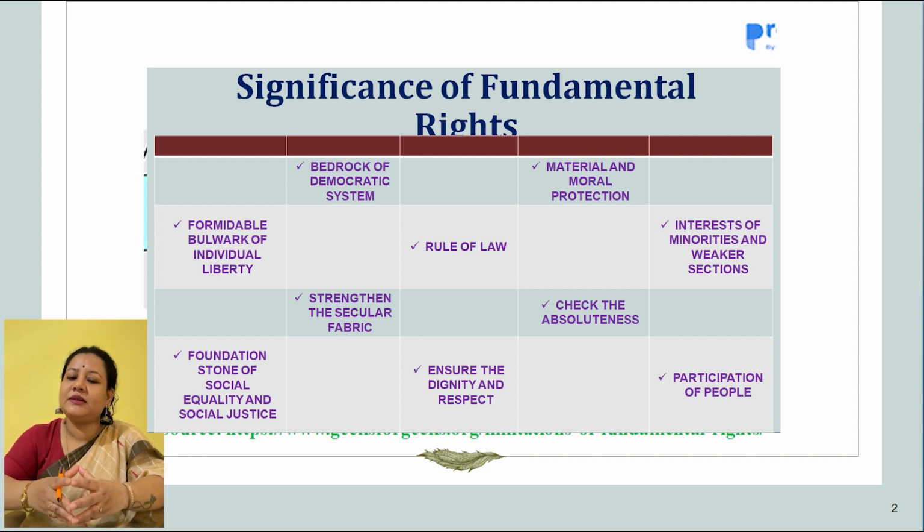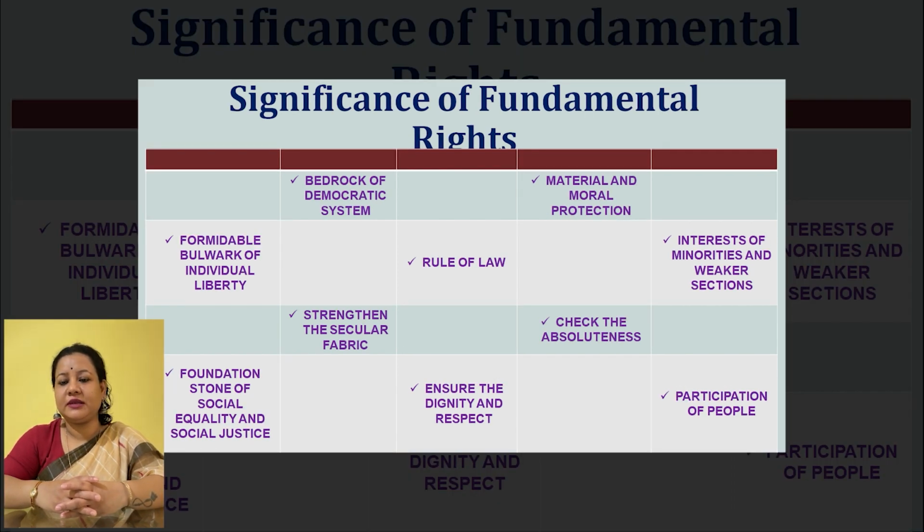There are 6 fundamental rights currently. Originally, there were 7 fundamental rights. Right to property was also one of the fundamental rights. But in 1978, according to the 44th Constitutional Amendment, right to property was removed from the list of fundamental rights, and currently it is a legal right. So now we have 6 fundamental rights.